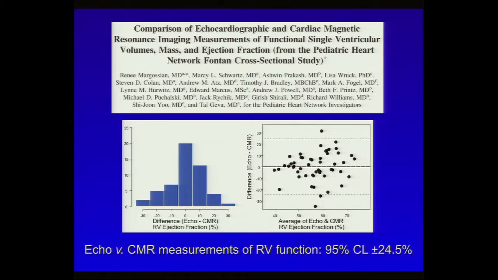This is just the same study showing the very wide spread of the difference between echo and MRI assessment of right ventricular ejection fraction. The confidence limits here are very broad, in fact, plus or minus almost 25%.